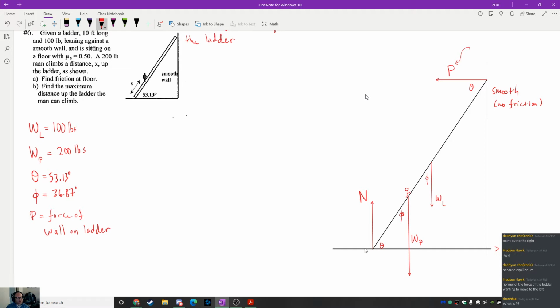Yeah, the ladder naturally wants to go left. That's the other reason. So either you say that there needs to be some force to counterbalance P, or you say if the ladder were to start to slide, it would slide to the left.